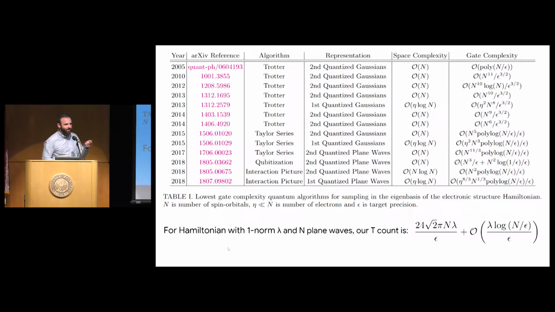So in fact, I can actually give you the exact constant factor in our scaling, which is that if we have a Hamiltonian with one norm lambda and we're using N plane waves, our T count is exactly 24 square root 2 pi N times lambda over epsilon. And I should note this is the first time we've ever been able to report the T complexity of any chemistry algorithm like this because, well, in Trotter methods, it's more complicated, basically.